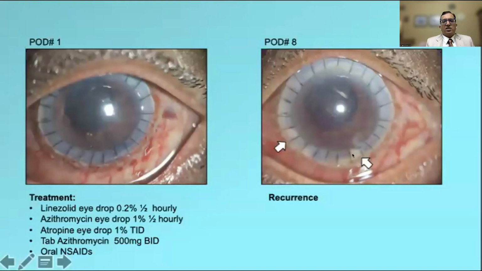This was recurrence in the graft. You recognize a recurrence in a corneal graft because it usually arises from the graft-host junction where those 2 arrows are.